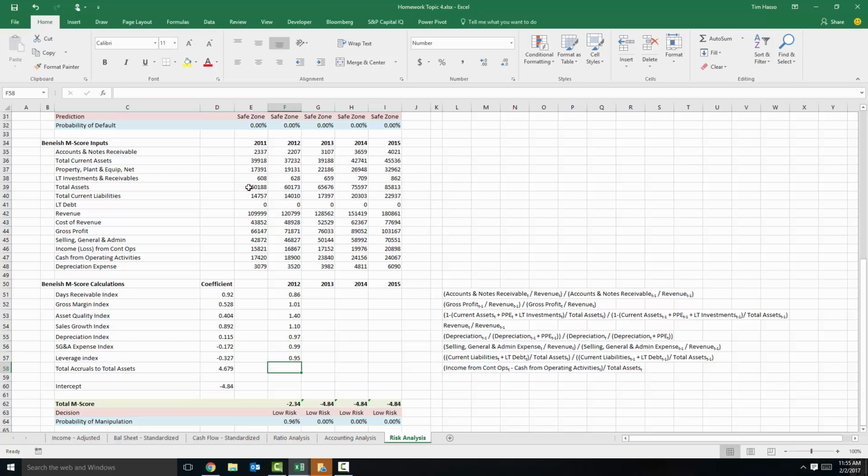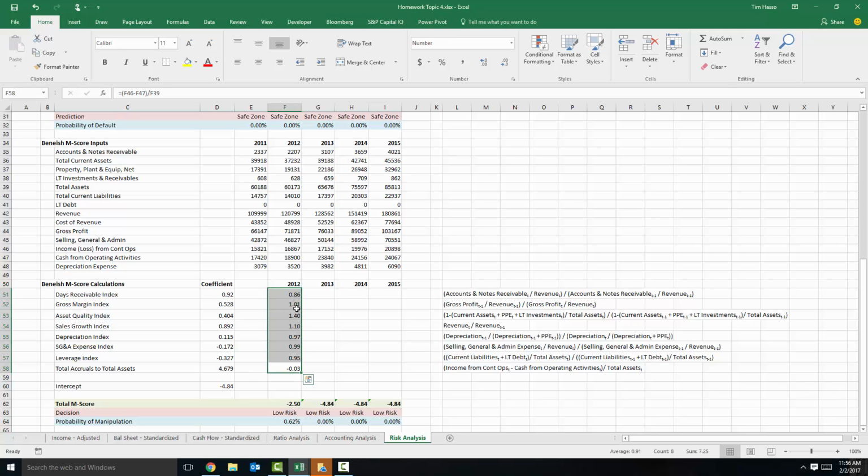The last ratio is just looking at your total accruals, and your total accruals are essentially just your income from operations minus your cash from operating activities, and you divide that by total assets to get the ratio of total accruals to total assets. So again, equal to, open up the bracket, income from operations minus cash from operating activities, close the bracket, and divide it by total assets. And we get negative 0.03. And then we get a total M-score of negative 2.5.